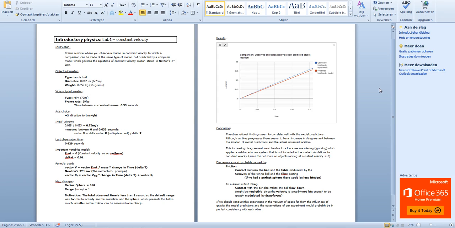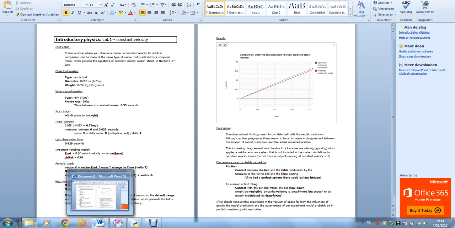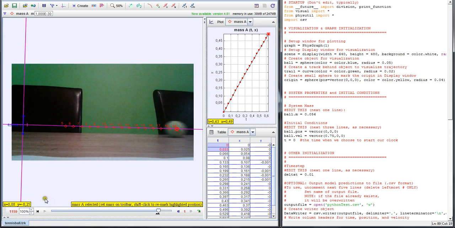The video was shot in MP4 format, 720p, with a frame rate of 30 frames per second, which gives a time between successive frames of 0.033 seconds. I've chosen the plus x direction to point to the right because it is also the direction of the movement of the ball in the video. As you can see here, the ball moves to the right, the successive locations per successive frame are being shown, and the graph is plotted, which shows the location as a function of time.